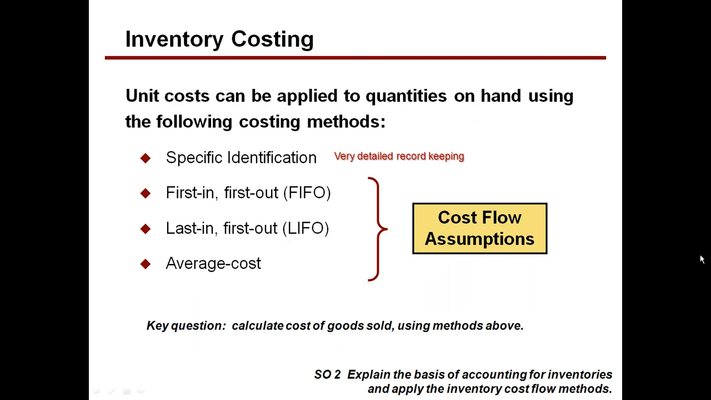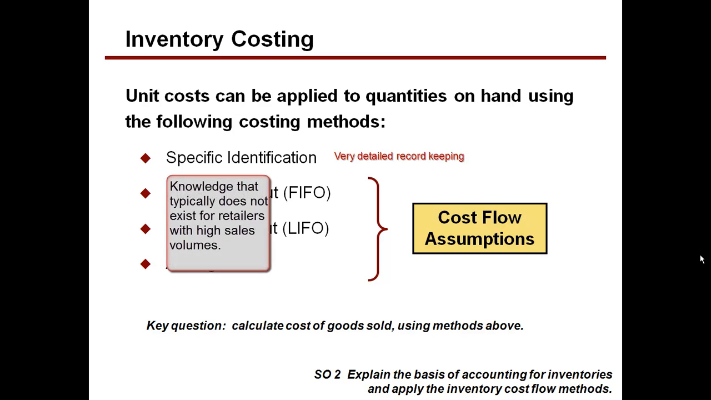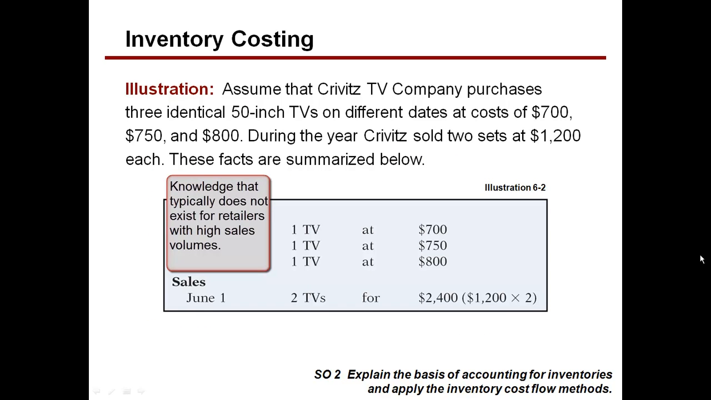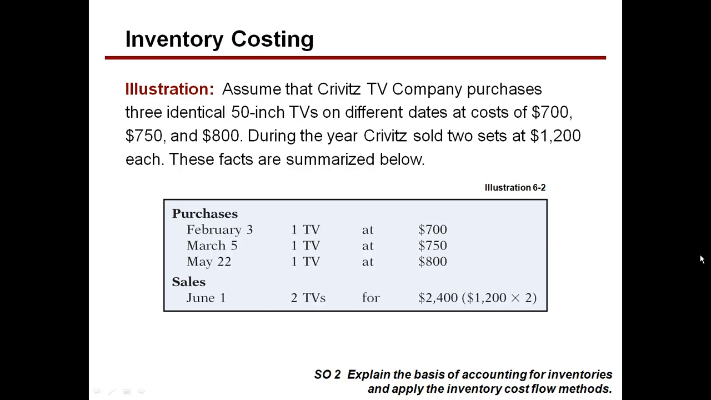I'd like to begin with a short illustration of a method that we will not be focusing on in this chapter. That is the specific identification method. This does not require an assumption, but this requires knowledge of the cost of an item sold. So here's the illustration. Crivets TV Company purchased 3 identical TV sets in inventory on February 3rd, the 5th, and May 22nd, all at different costs. And then on June 1, it sold 2 TVs for the sales price indicated.